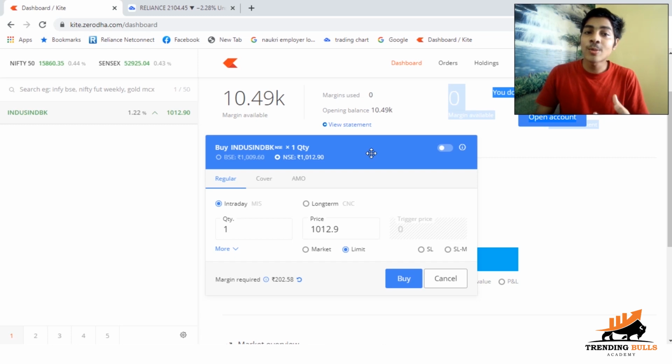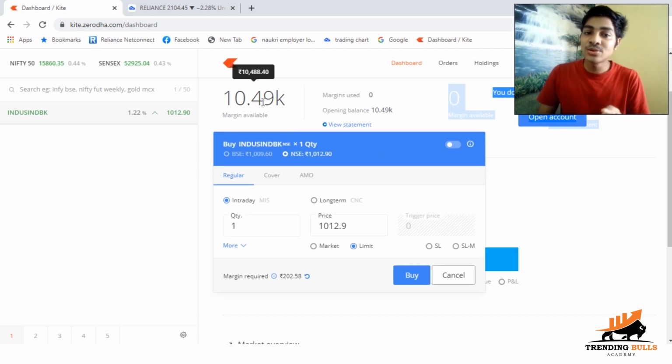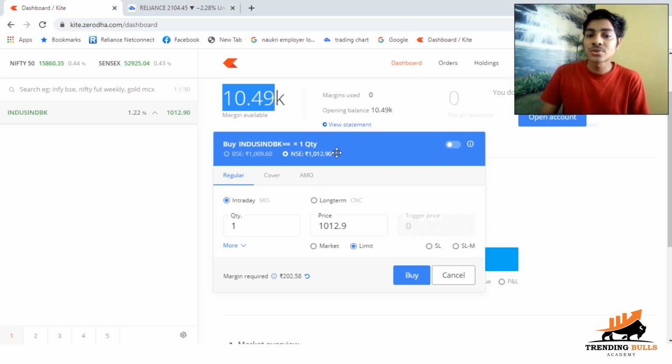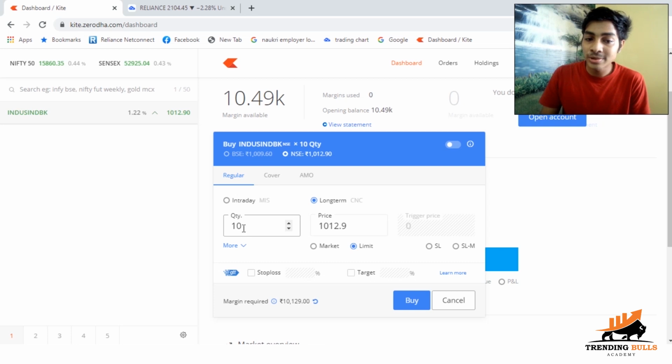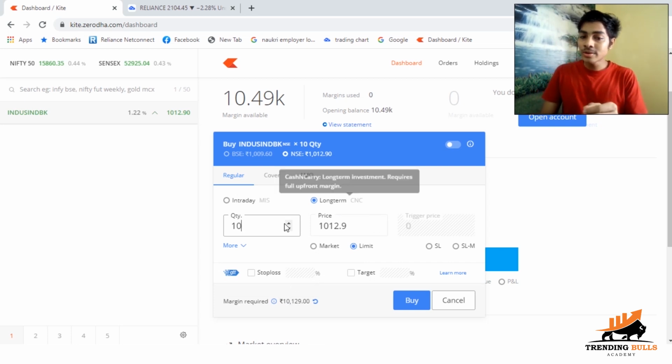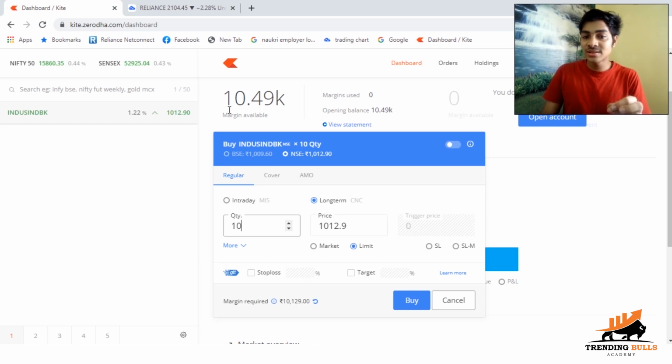Now you might be wondering, what is the benefit of getting leverage, or you might not have got the effect of the leverage factor. Let's say you have 10,500 rupees in your Demat account, just like how I have in mine. So if I buy in the long term, how many shares can I buy? In the long term, if I put 10 quantities, I can buy 10 shares. Okay, so when I put 10 quantities, the margin required will be 10,129. So in the long term, I can buy only 10 shares with full capital.